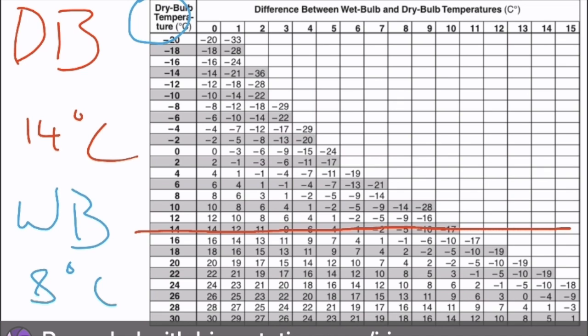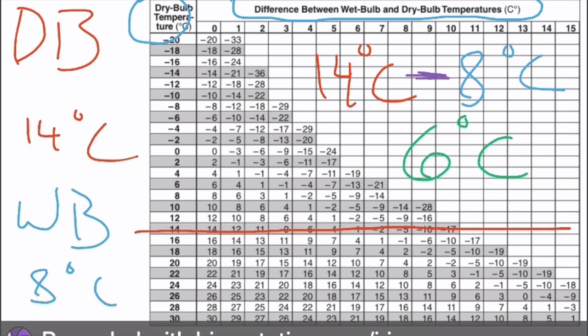Next, I take a look at the top of the chart. The top of the chart says difference between dry bulb and wet bulb temperatures, or wet bulb and dry bulb. So ask yourself, what is the difference? And what does the difference mean? Difference means we're going to use subtraction. So what is the difference between the dry bulb temperature and the wet bulb temperature? If you said 6 degrees Celsius, good for you. Give yourself a good old pat-a-rooney on the back.